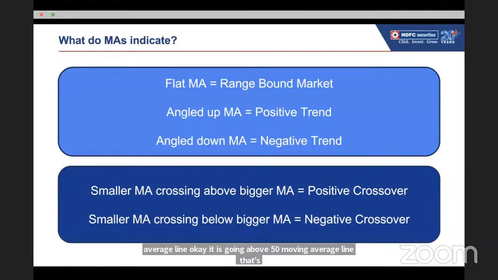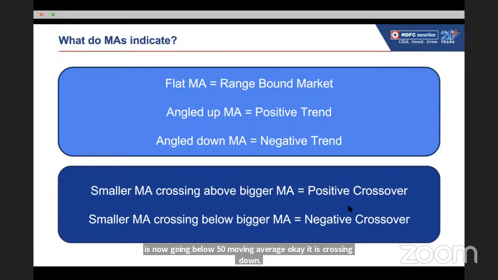Okay, if a smaller moving average is crossing below a bigger moving average, it is just the opposite of the first situation. The smaller moving average, for example the 20 moving average, is now going below the 50 moving average. Okay, it is crossing down. All right, that's a negative crossover.